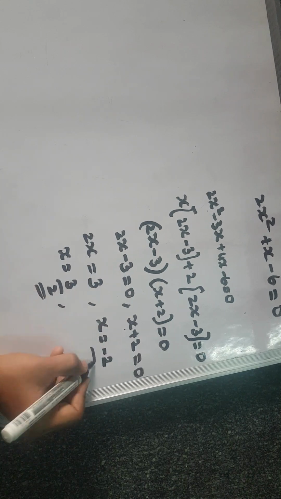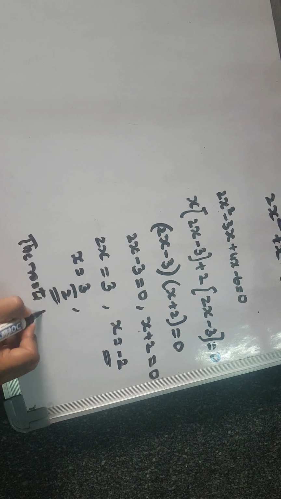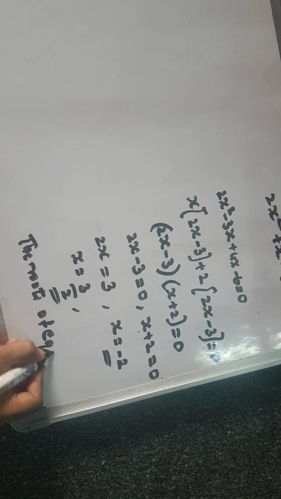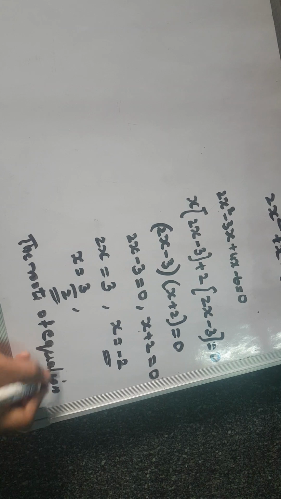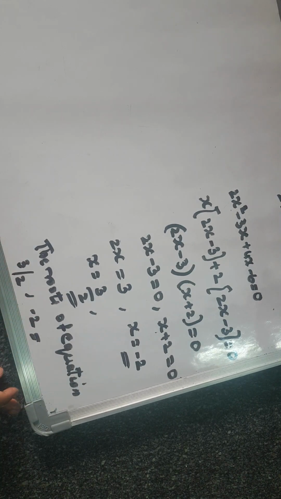So these 2 are the roots of the equation. What are the roots here? 3 by 2 and minus 2. These 2 are the roots of the equation.